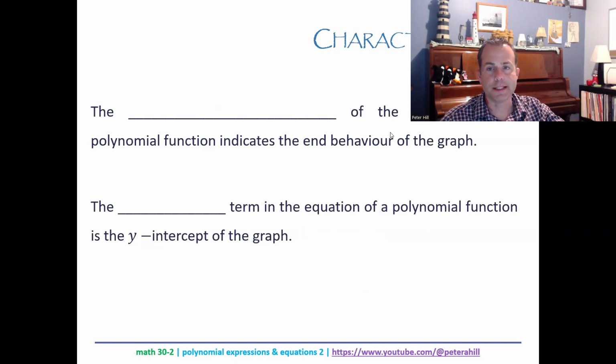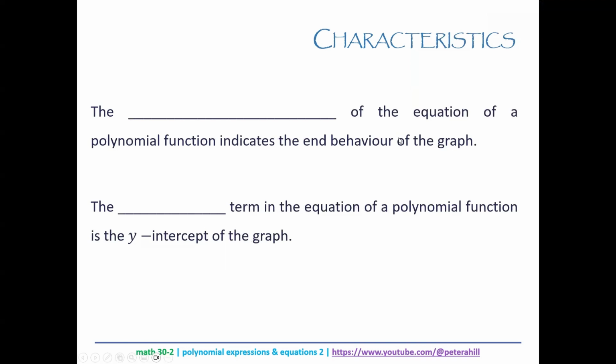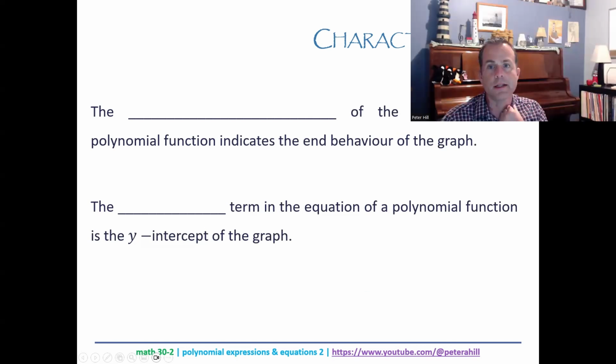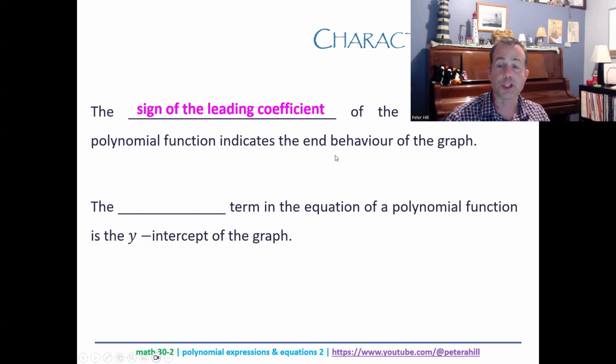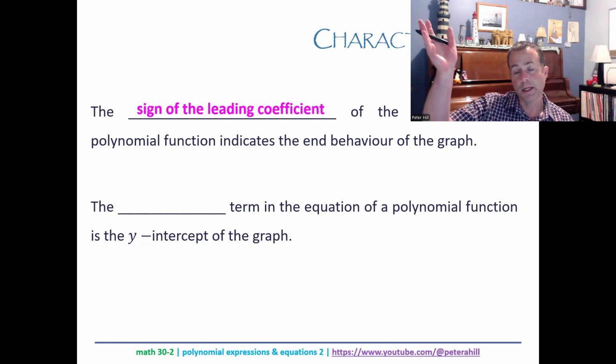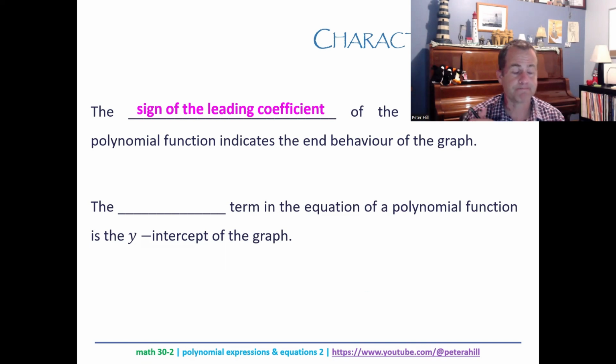The blank of the equation of a polynomial function indicates the end behavior of the graph. That is, do you remember? The sign of the leading coefficient. If that leading coefficient is positive, the graph will end up. And if the leading coefficient is negative, the graph will end down.